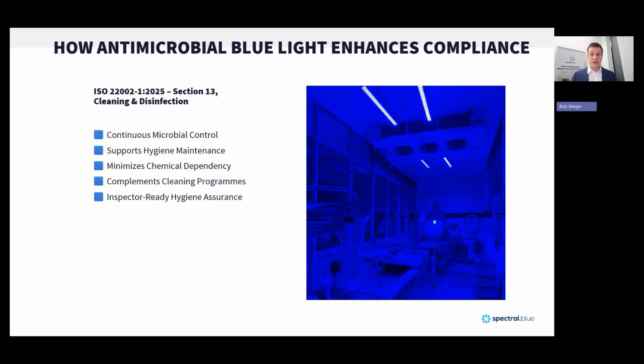Antimicrobial blue light acts as a preventative layer alongside documented cleaning schedules, reinforcing food safety without replacing validated procedures. Spectral Blue demonstrates proactive hygiene control aligned with ISO standards, especially in zones where manual cleaning is challenging or infrequent.